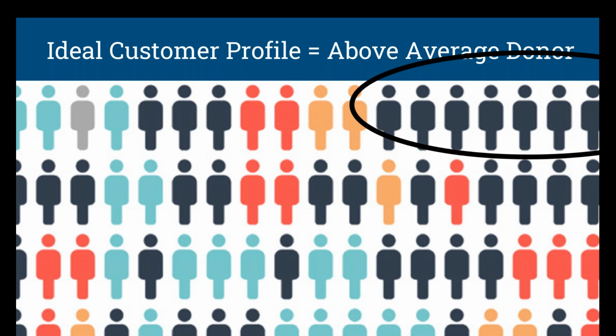So for our purposes, I'm going to call your ideal customer profile your above average donor. So let's say your average donation, and this is again easy to figure out by analyzing your data, is $100. So you want to talk to this group as a whole, yet you want to talk to this person and all of the people like them more specifically. So how do you do that?